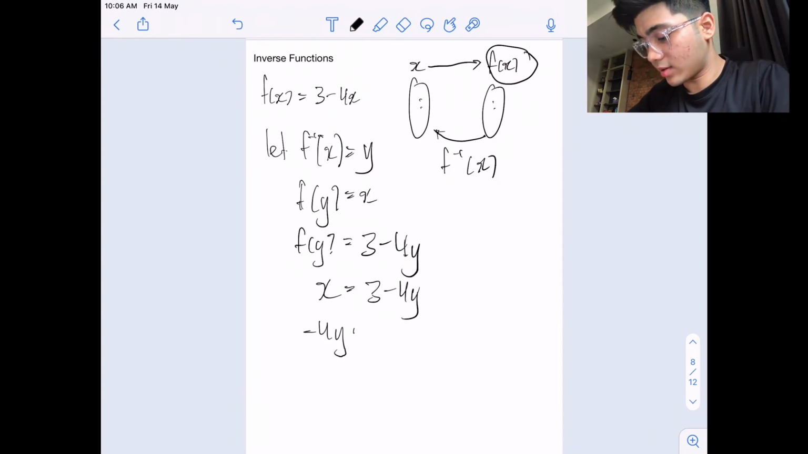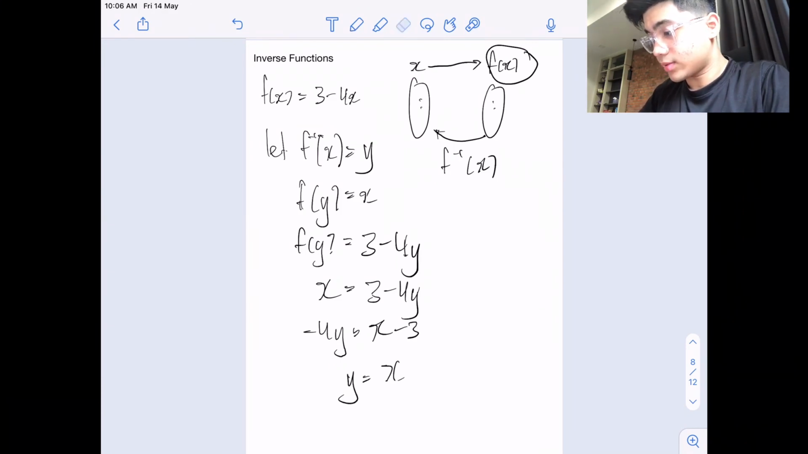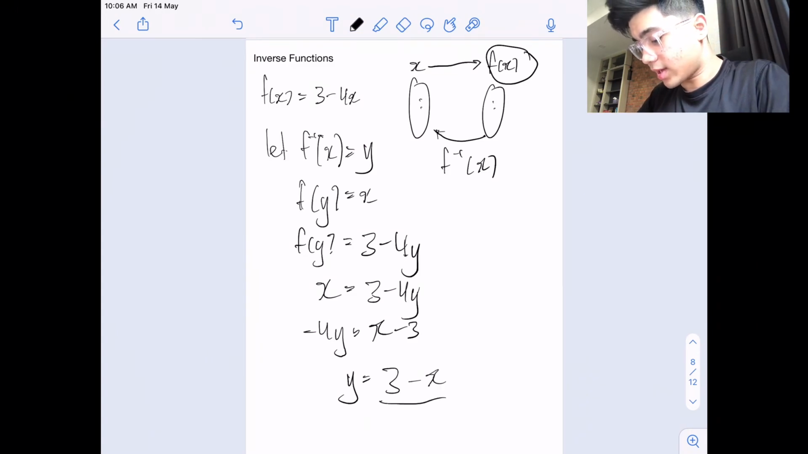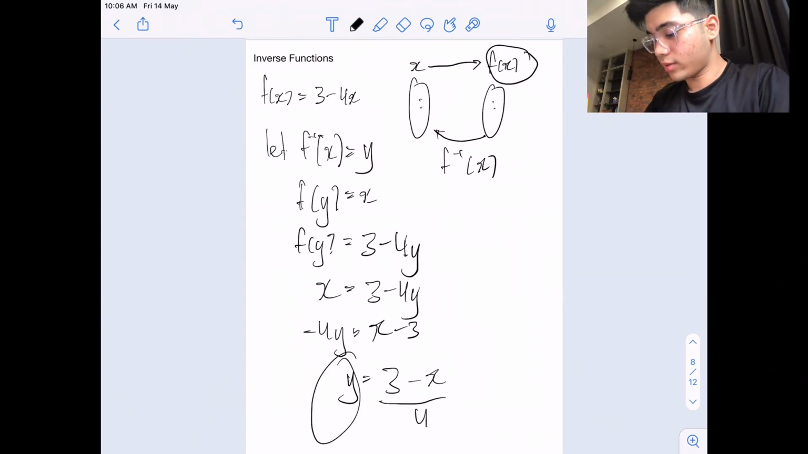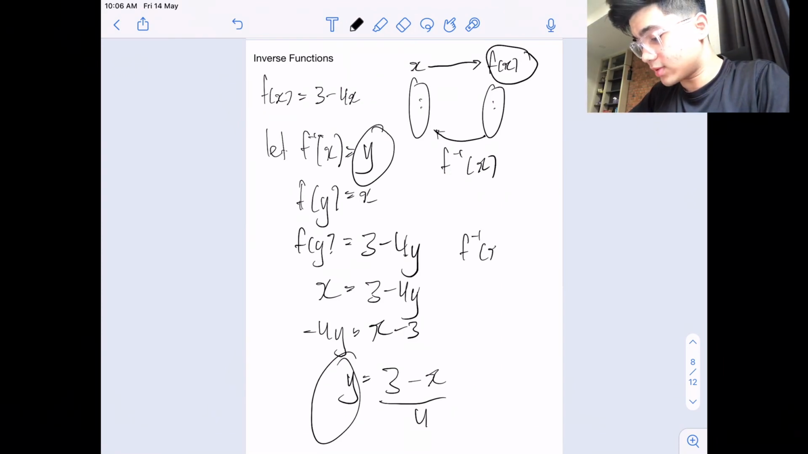So negative 4y equals x minus 3. Y equals x. Sorry about that. It's supposed to be y equals 3 minus x over 4. Now, the fact that we found y means we've found the inverse function, because this can be written as the inverse function of f(x) equals 3 minus x over 4. That's the answer right there.